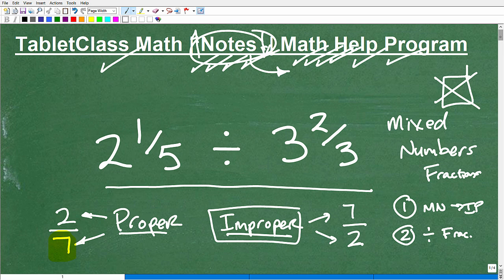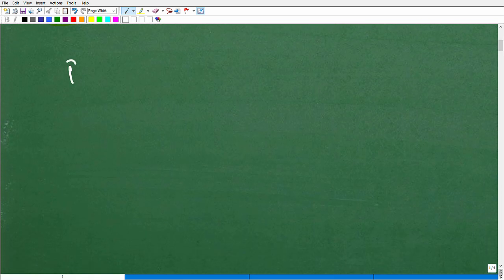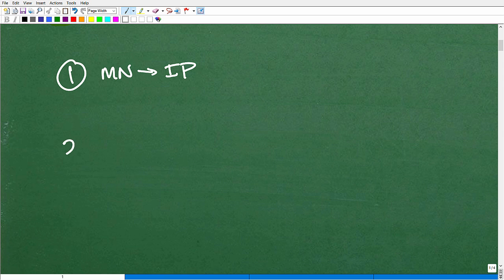Okay, so let's get to this problem, and let's talk about the two skills again that we need to know. The first is we need to know how to go from a mixed number fraction to an improper fraction. And the second one is how to do division of fractions. Let's quickly review this, and then we'll tackle this problem. So let's take the fraction 4 1/2. This is a mixed number fraction, and we need to convert it into an improper fraction.